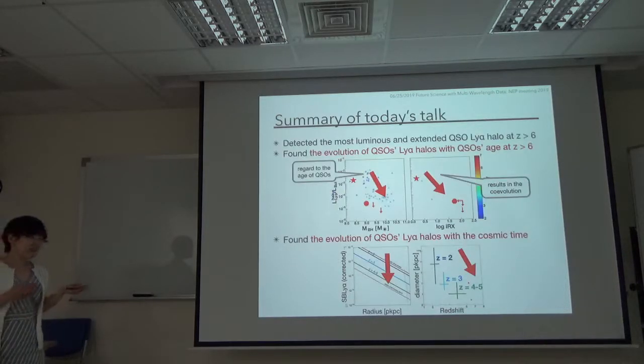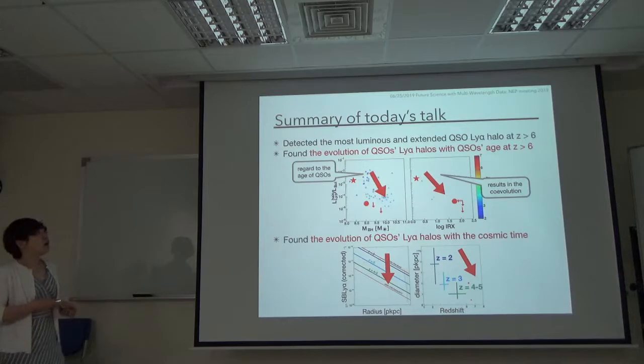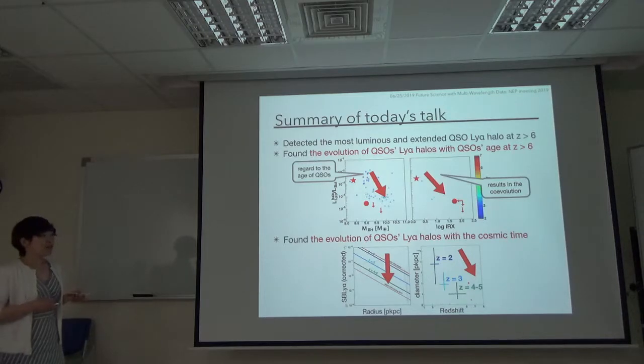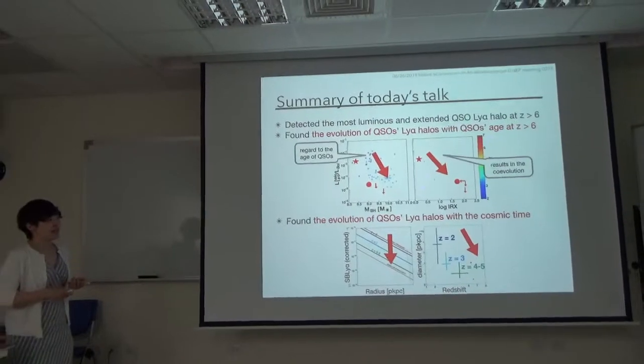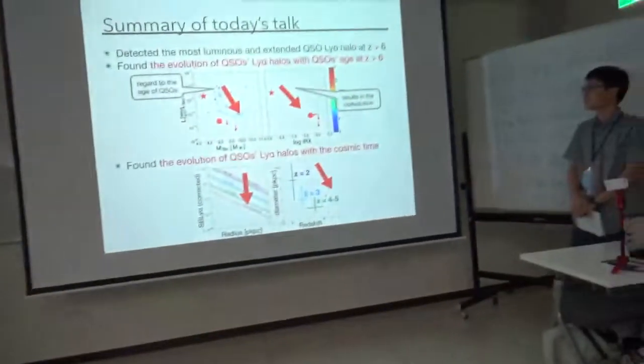So that was the final slide. To summarize, we investigated quasar Lyman halos over a wide redshift range and found two kinds of evolution of quasar Lyman halos. One is the evolution of quasar Lyman halos with quasar properties, and the other is the evolution of quasar halos with cosmic time.